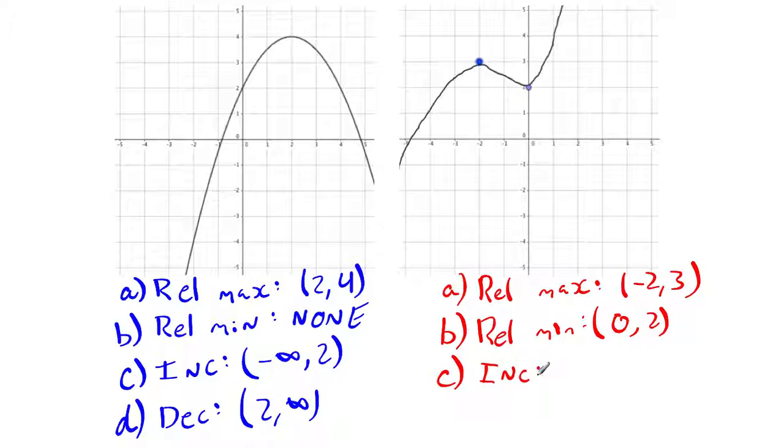So increasing, where are we increasing? Well, if we look, the relative minimum is 0 and the relative maximum is negative 2. So chances are that these values will appear in this interval. And so where am I increasing? Where am I going up? Starting when x is negative infinity, and I'm going to x is negative 2. Then I start decreasing, but then I start increasing again at 0, and I go increasing all the way to infinity.